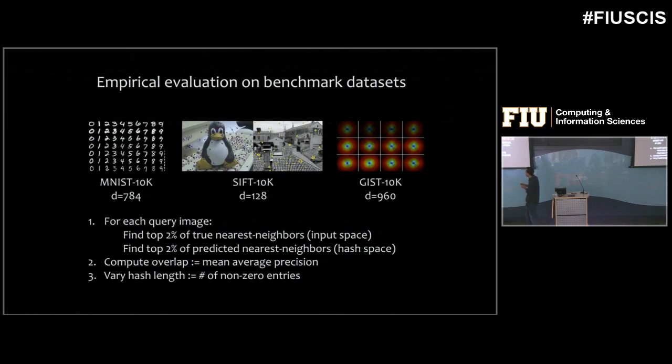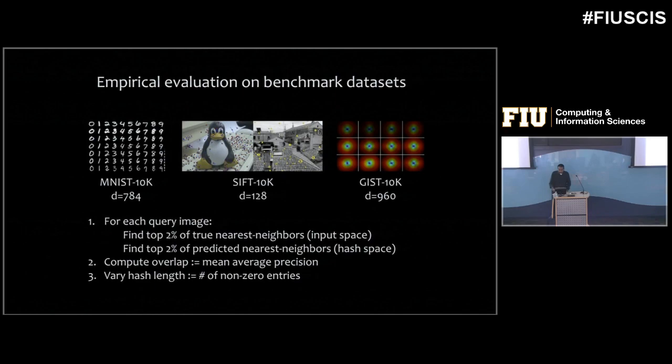We took a query image. We found its top 2% of true nearest neighbors in d-dimensional input space. Then we computed their hashes, and we looked at their top 2% of predicted nearest neighbors in hash space. And then we said, okay, what is the overlap between the true and the predicted nearest neighbors? That defines its precision. And we compared them by varying the hash length, which is the number of non-zero entries that are going to be used in the hash representation.